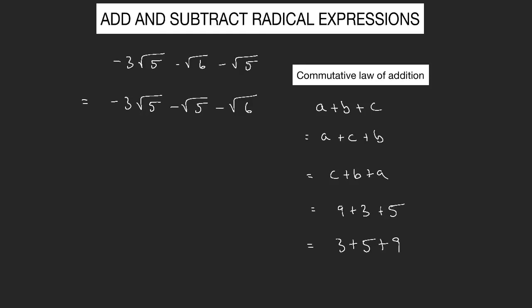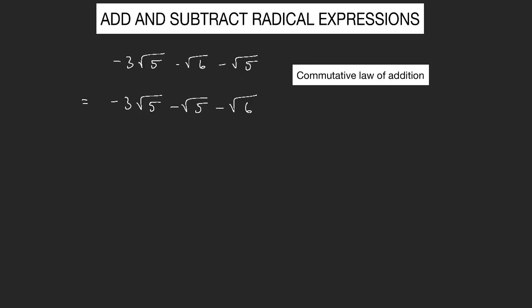So that's your commutative law of addition: if you have things that are being added or subtracted, you could move their position in relative order from left to right. That's what I did with this negative root 6 and this negative root 5. I just switched the position or the order. You could do this. This is your commutative law of addition.